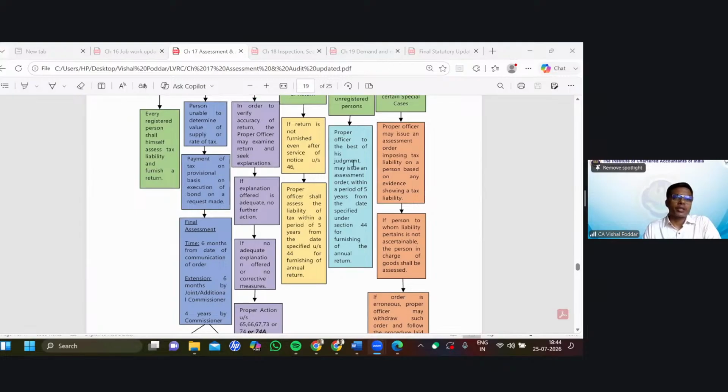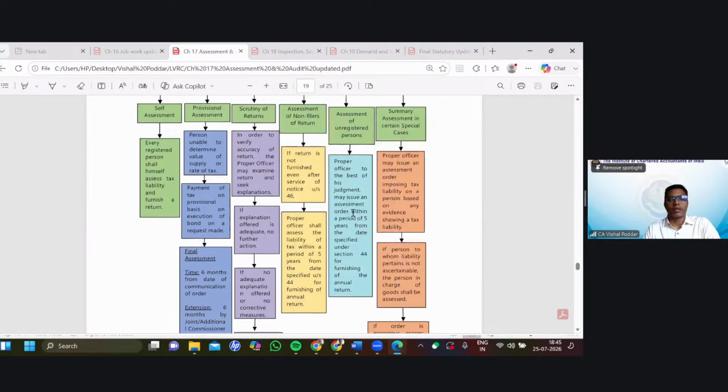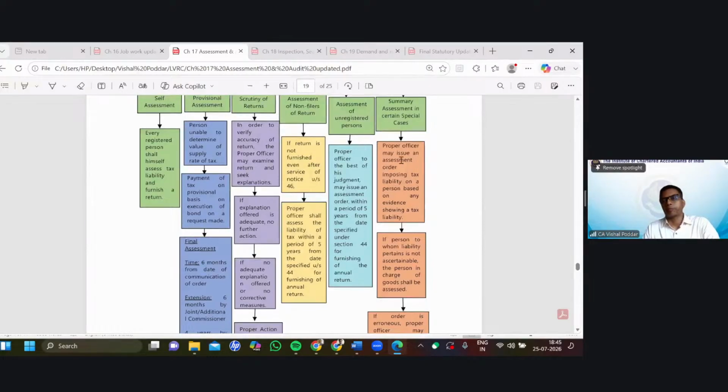In such cases where you are an unregistered person, the officer is empowered to make a best judgment. Now, what is this best judgment? So, best judgment is the judgment where the officer will proceed to determine your value, your tax payable, and that would be done depending upon the available information and the information which the officer collects for doing this assessment. This assessment also has to be done within a period of 5 years from the date of filing of annual return or the date prescribed for annual return.